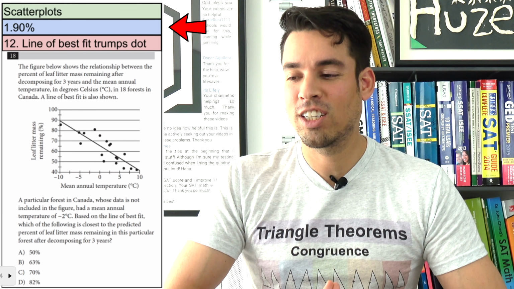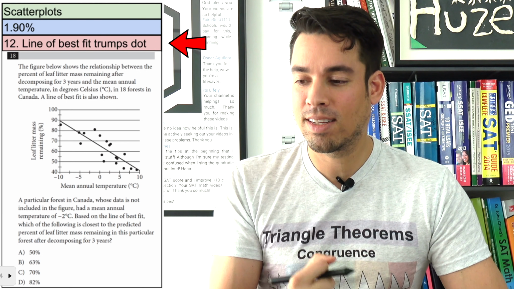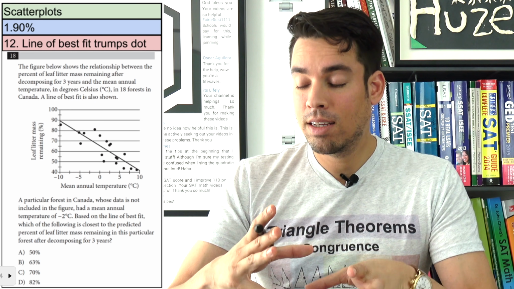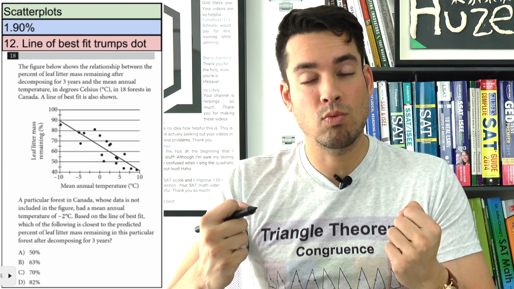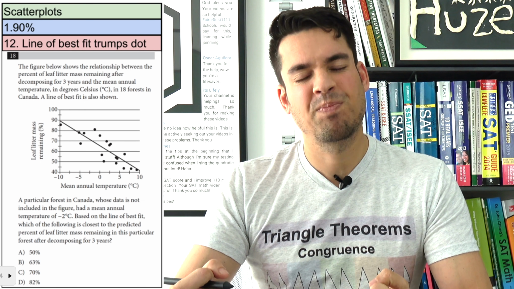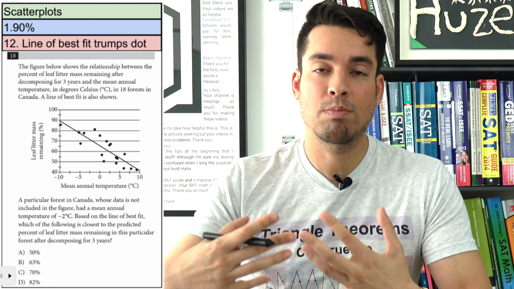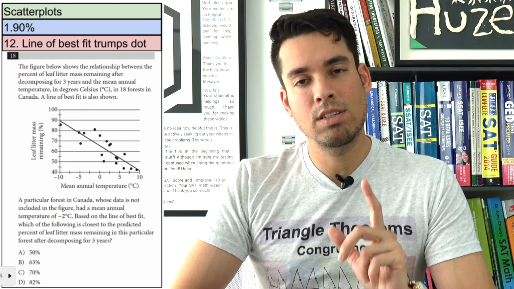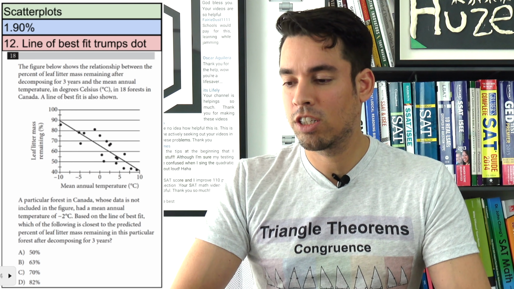And here the strategy is line of best fit trumps dot. Now, why do I put this out there so emphatically? The thing is that we always want to believe that a real data point is better than something on a line of best fit, which is an approximation and our way to predict outcomes. But the reality is, you want to look at what the question is specifically asking.